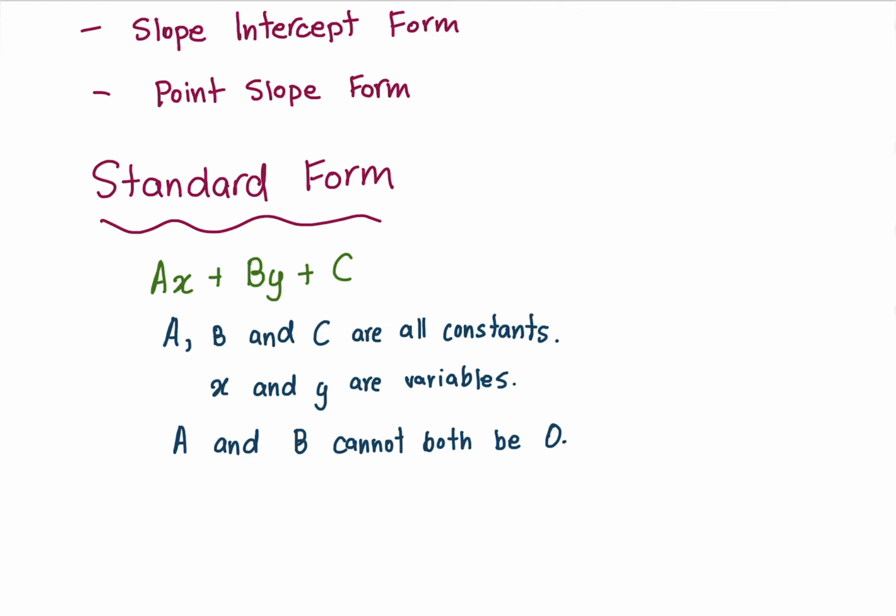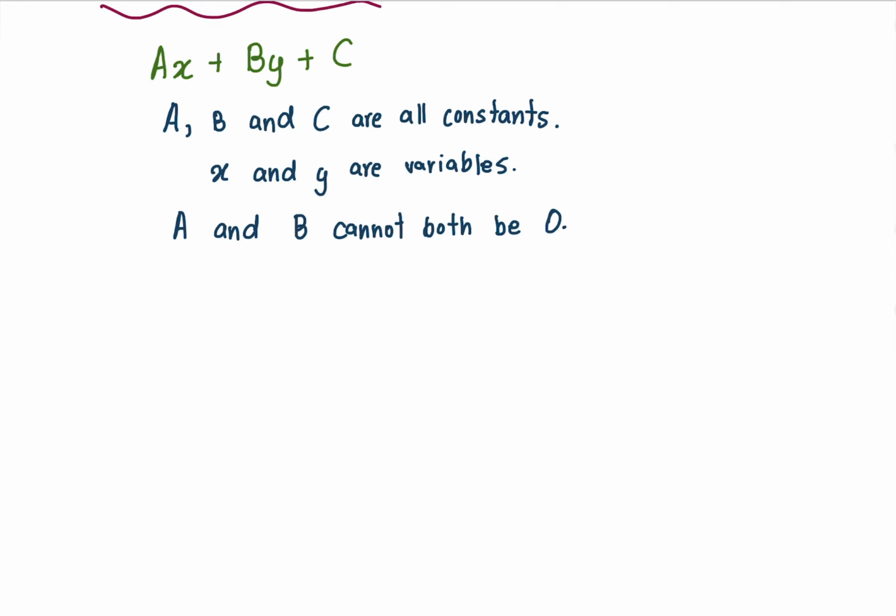Now, let's talk about the second form of the equation of a line, which is the slope-intercept form.